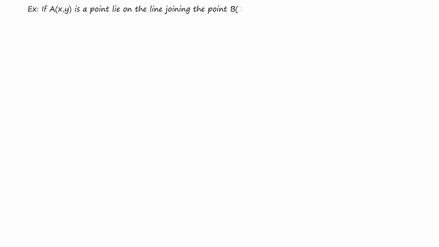If A(x, y) is a point lying on the line joining B(2, -3) and C(-4, 5), and A is equidistant from B and C, prove that 3x minus 4y plus 7 equals 0.